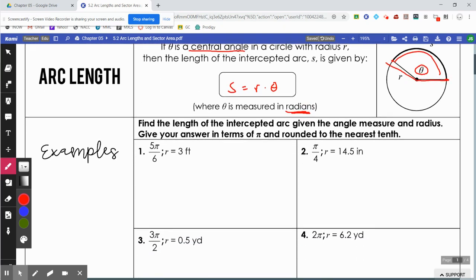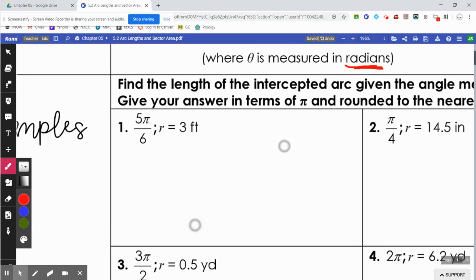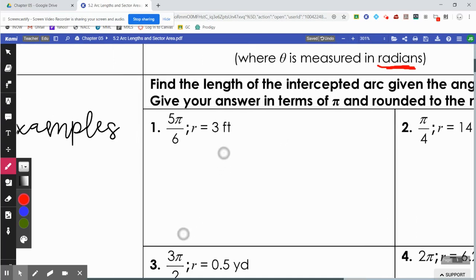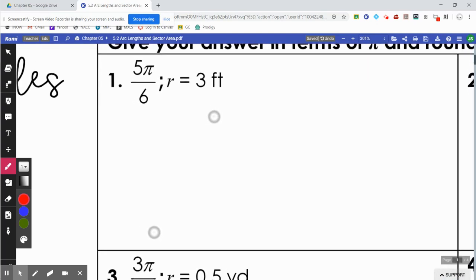So that's a very good example of why we even need radians. Well, this formula doesn't work unless your angle is in radians. Find the length of the intercepted arc given the angle measure and the radius. Give your answer in terms of pi, and rounded to the nearest tenth. So we're going to give it in both forms.